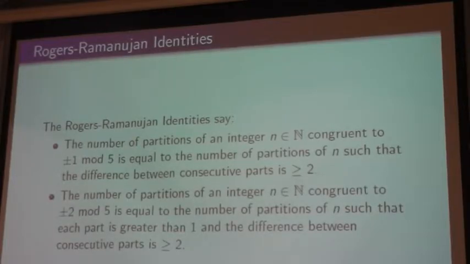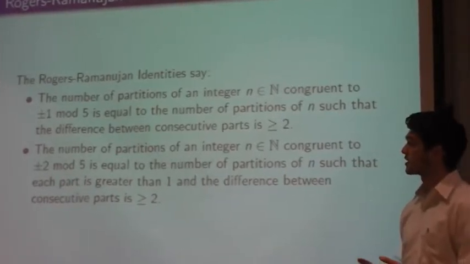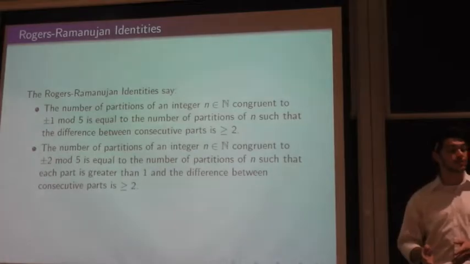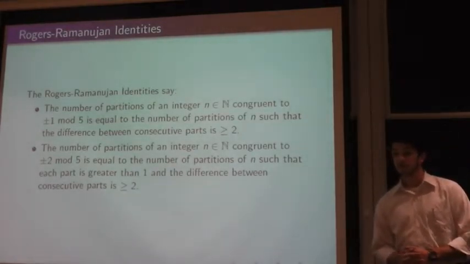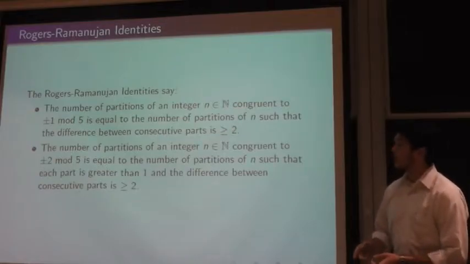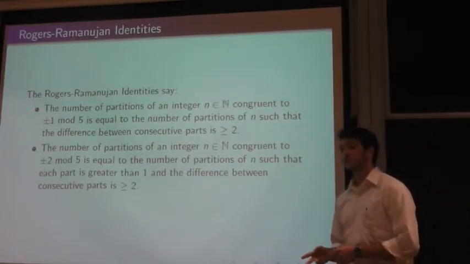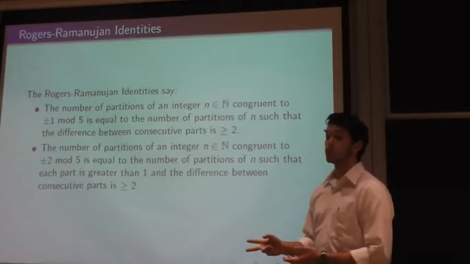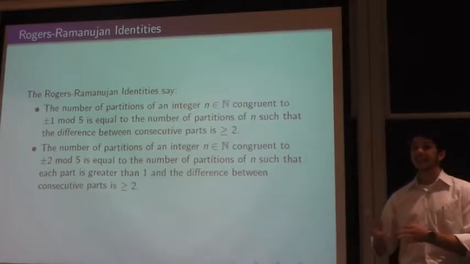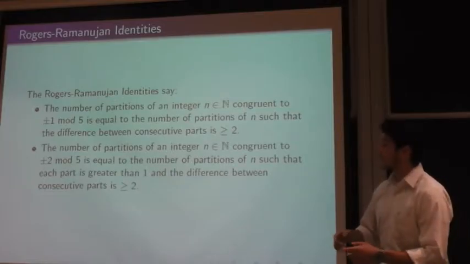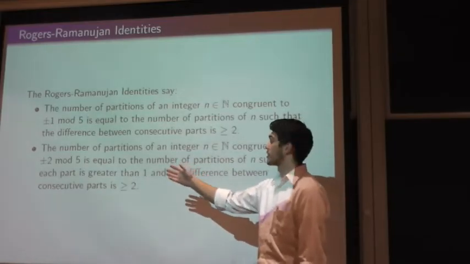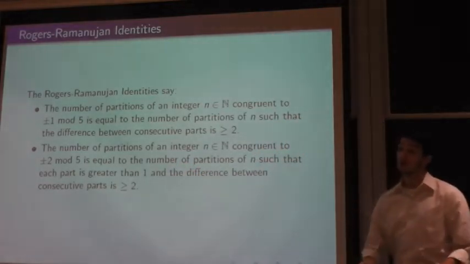That's the first condition. The second condition is a similar looking condition where we say the number of partitions of an integer n, where the parts are of the form plus or minus 2 mod 5, is equal to the number of partitions of n such that each part is greater than 1, and the difference between consecutive parts is at least 2. This way, we're guaranteeing that all parts are at least 2, so they're all bigger than 1, and that the difference between consecutive parts is at least 2. And then notice we just have a plus or minus 2 mod 5 instead of a plus or minus 1.